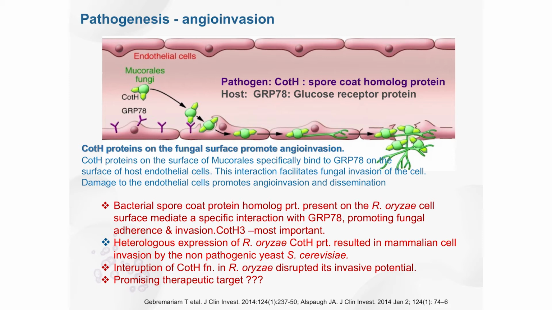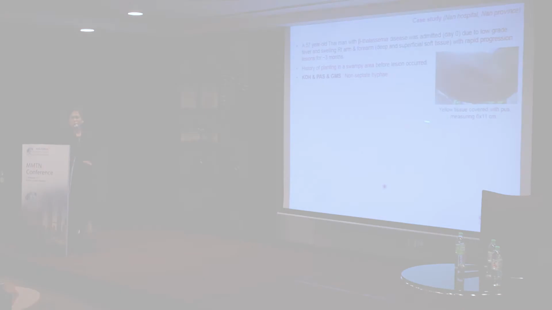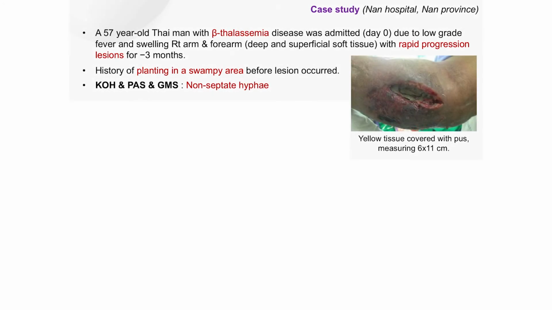How about the treatment? May I jump out, because yesterday Dr. Patel already talked about isavuconazole here also. How about this case? This case has thalassemia as an underlying disease, with a rapidly progressing lesion for 3 months. Here, it's a pity, he has a history. Don't forget the history is very important. He was planting in a swampy area before the lesion occurred.